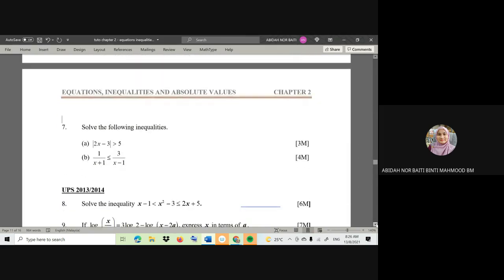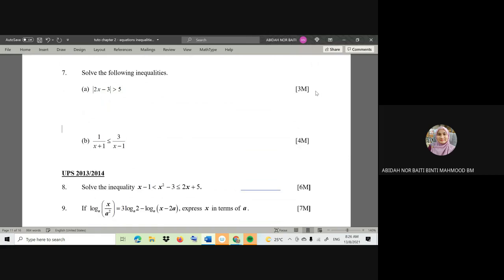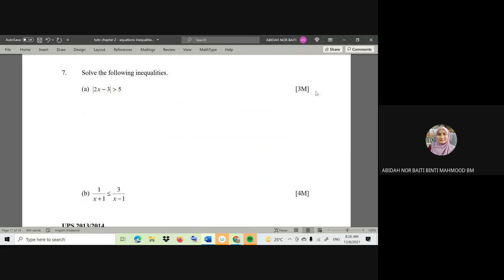Okay, for question 7, this is a modulus with one side. Remember, when you see modulus on one side only, what method do we use? GOAL, yes. Okay, GOAL because it has a modulus. G-O-A-L.